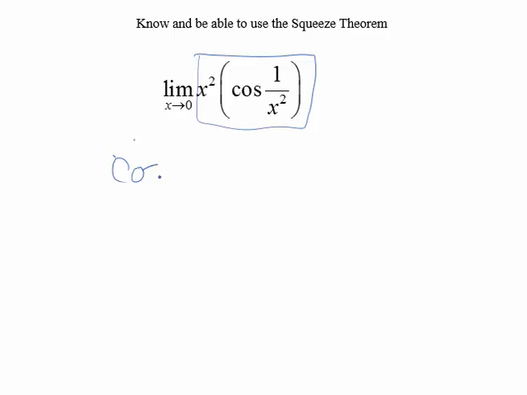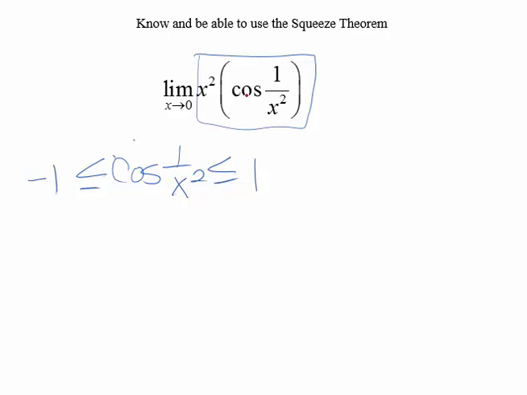piece of this. It's cosine of 1 over x squared. And I know that I can squeeze that between two functions because cosine of something, just call that theta, cosine of theta, the smallest it ever gets is -1, and the largest it ever gets is 1. So I could squeeze it between those two functions.